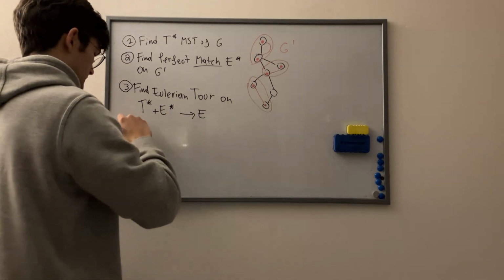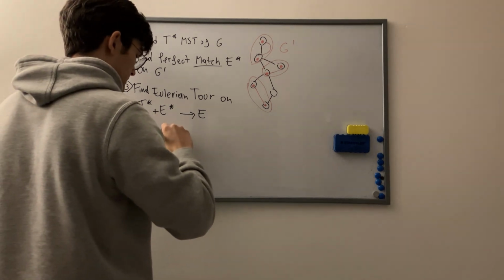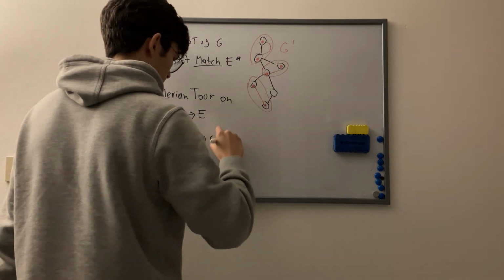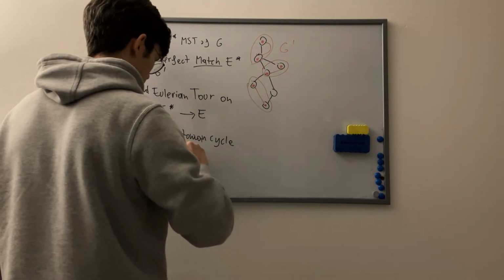And then the fourth step is just to find a Hamiltonian cycle by using shortcuts.